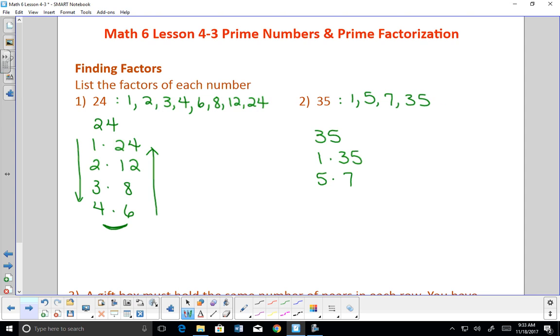Being able to take a number and list all its factors is important because it will help you simplify fractions, it will help you find common denominators, it will help you divide problems out, and later on in much higher level math classes, it will help you with much more difficult problems.